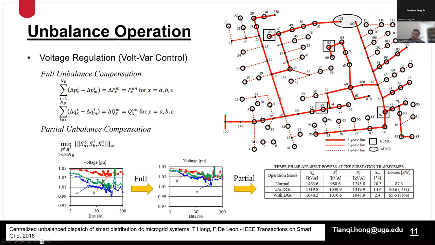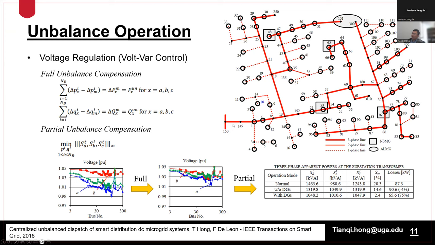And we just need to make sure that the contribution from each DER, the summation of those unbalanced contributions, is equal to the total unbalanced active power in the distribution system. And the same constraint for the reactive power. With the equality constraint holding, the system imbalance can be compensated by each power electronic interface. However, there is a possibility that the capacity of the DER is insufficient to compensate the entire imbalance of the system. In this condition, we need to update the objective function in the previous voltage regulation problem by directly minimizing the apparent power difference at the node you want to compensate. In this case, it is the node of the substation transformer.